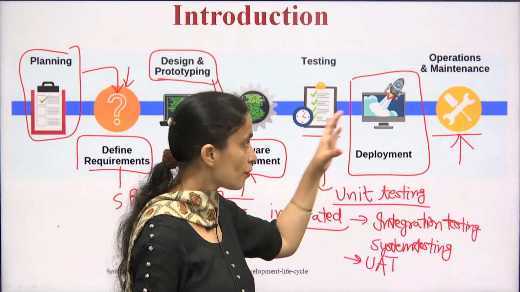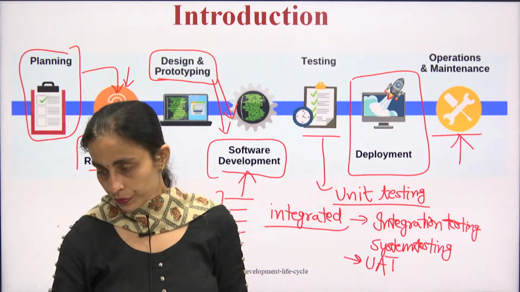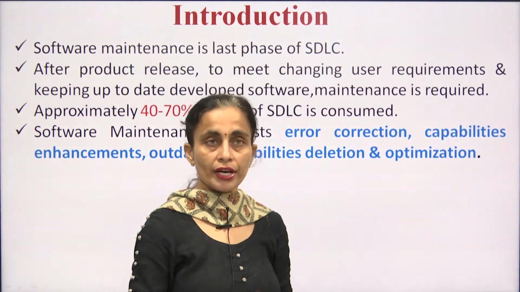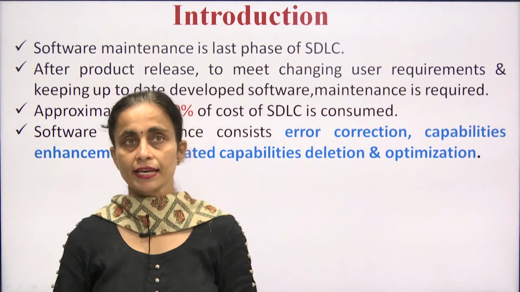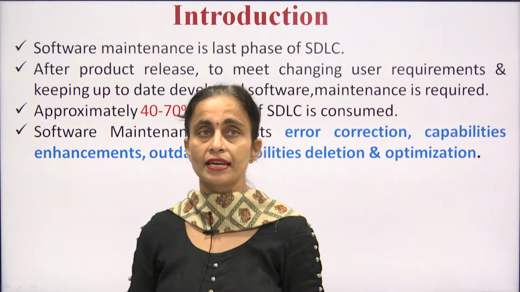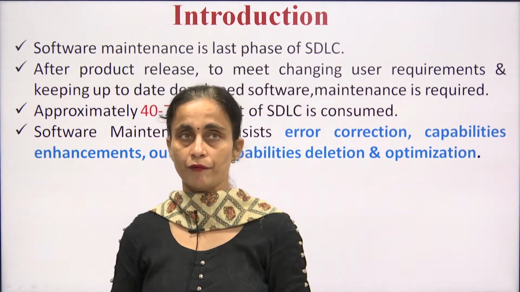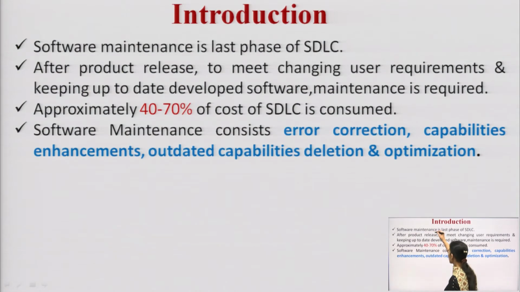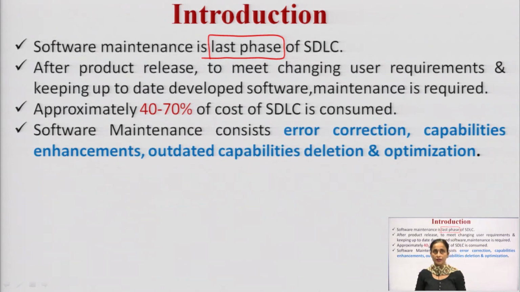We require software to be maintained also. So, before going to software maintenance, firstly we should know what exactly maintenance is and why it is required. Software maintenance, as we came to know from the last slide, is the last phase of my SDLC, the software development life cycle. After the product is released, we check whether the changing requirements are being met or not, and how they are affecting my software. For that, software maintenance is required.